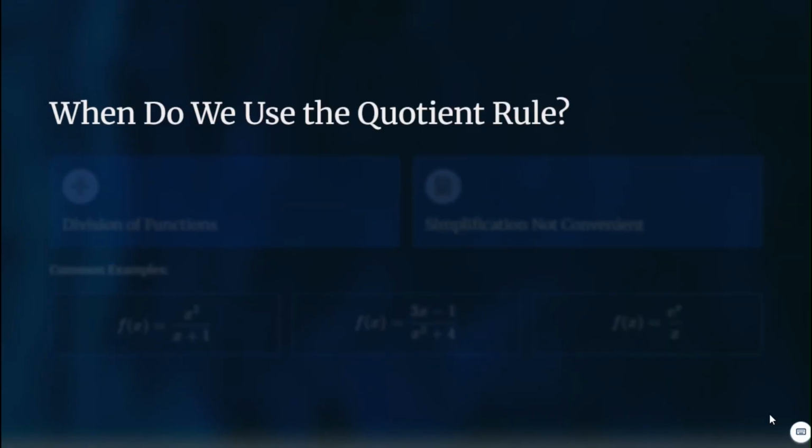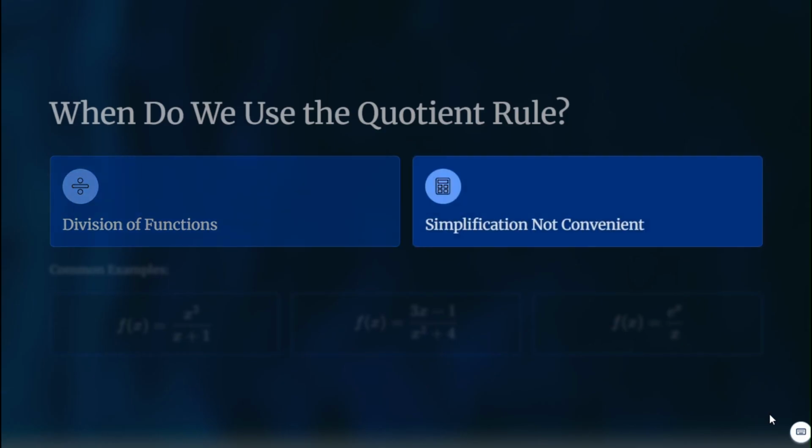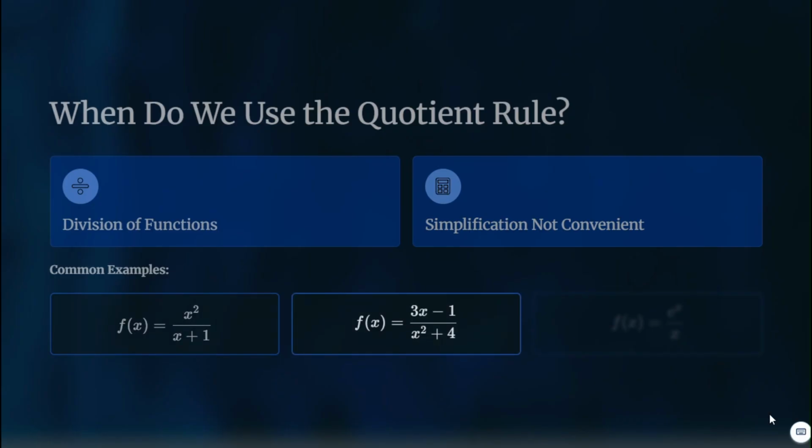When do we use the quotient rule? We use it when one function is divided by another and simplifying first is inconvenient, or it's perfect for rational expressions where expanding would create more work. Some common examples include f of x equals x squared over x plus 1, or f of x equals 3x minus 1 over x squared plus 4, or f of x equals e to the power x over x. These are all rational functions where you would use the quotient rule in order to find their derivatives.